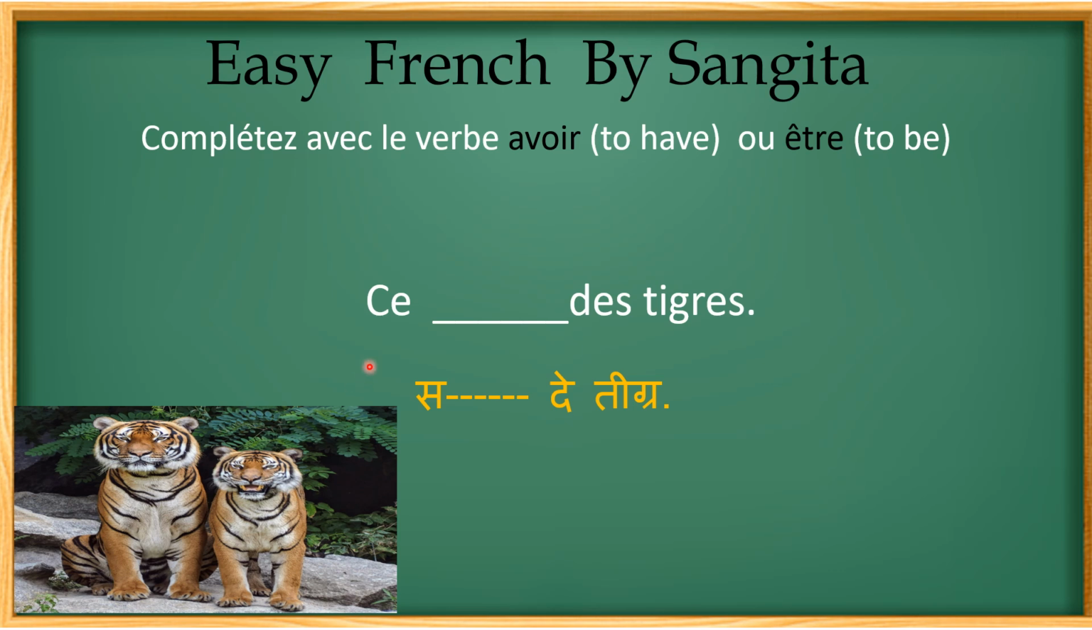Go through it. Now over here, ce. Ce means this or these. So des tigres. Des tigres means some tigers. So these dash some tigers. So have or are. So être. So you are going to use plural of être. So ce sont des tigres. These are some tigers. Ce sont des tigres.